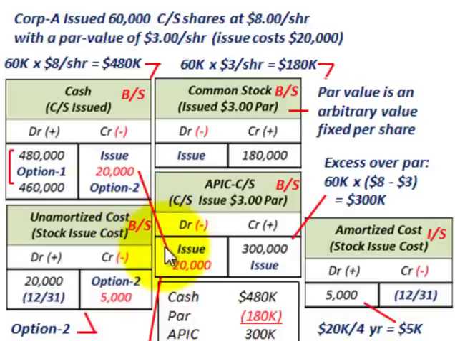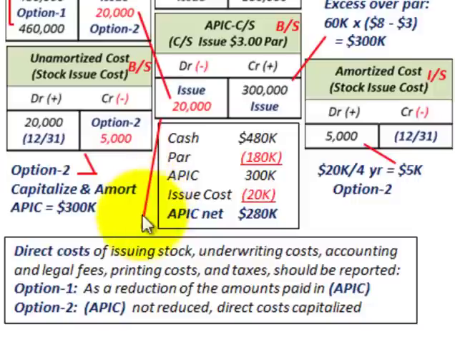Okay, but now we have to deal with these issue costs. Let's look at what we're talking about. Our issue costs are the direct costs of issuing the stock, like the underwriting costs, accounting, legal fees, printing costs, taxes, and so forth. We've really got two ways of reporting these issue costs. Option one is as a reduction to the amount paid into our additional paid-in capital. Or option two, our additional paid-in capital would not be reduced for those issue costs, but the direct costs would be capitalized.